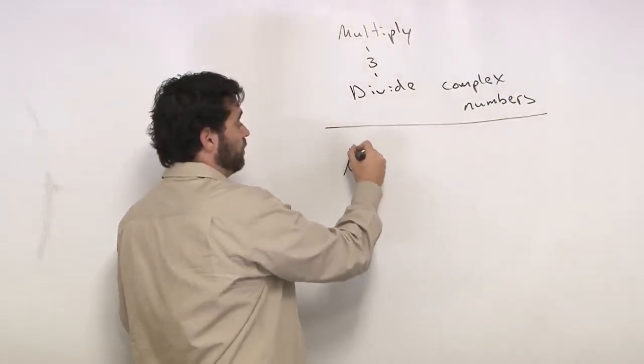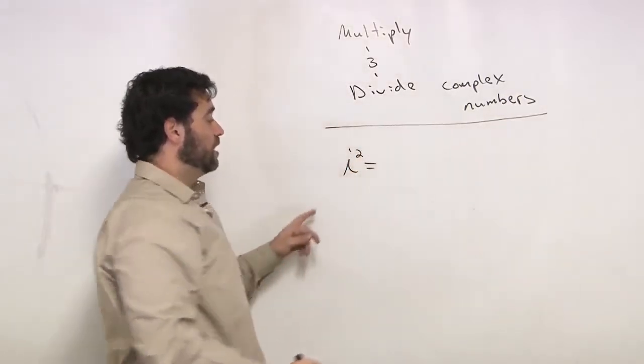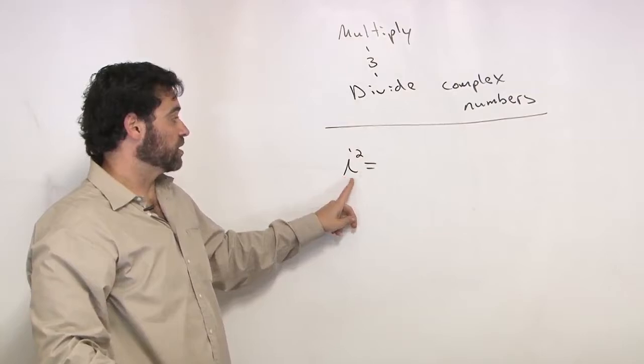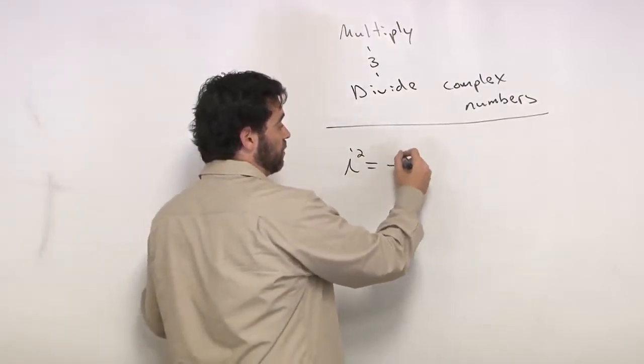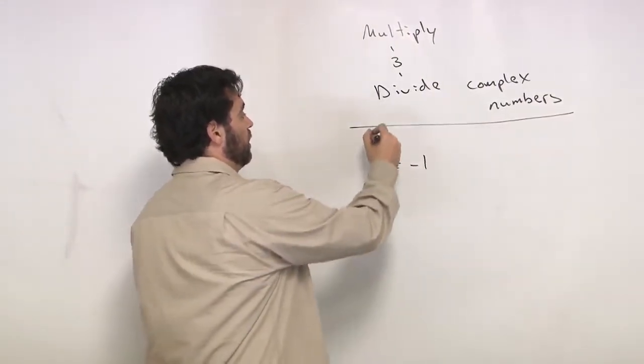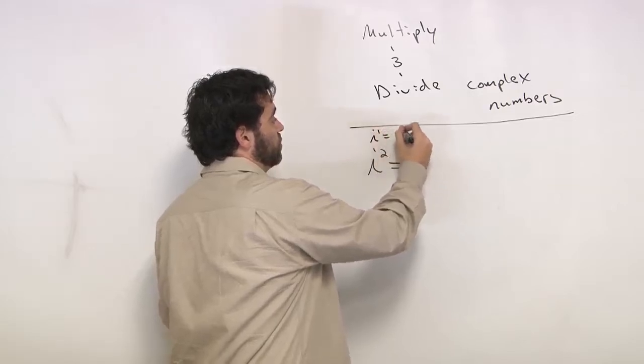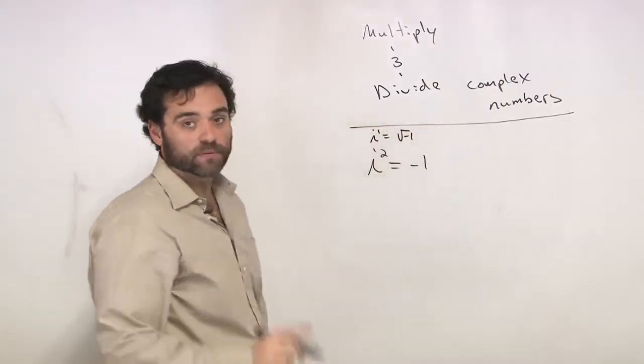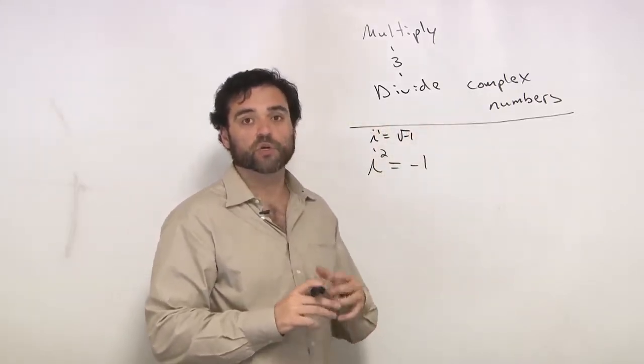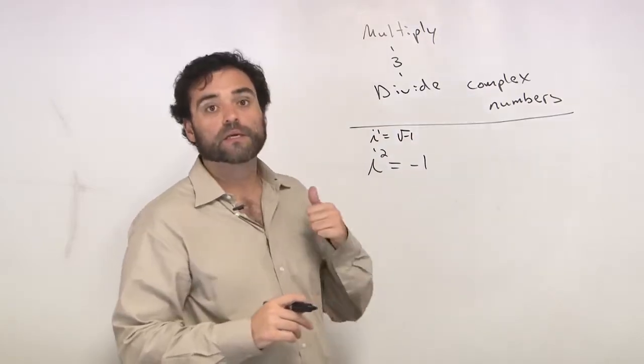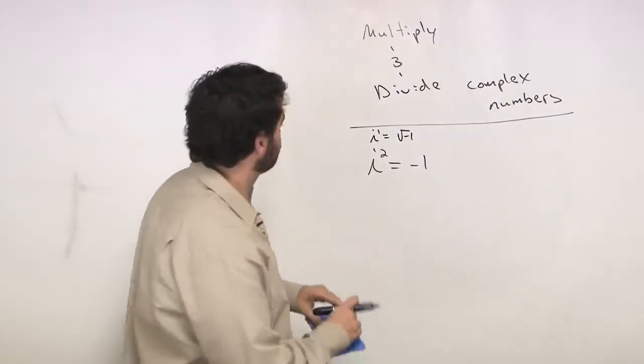And just a quick review, because we're going to need this. Remember the powers of i: i squared turns out to be -1. Okay, and i to the first is just the square root of -1. Those are going to be important for us, especially with this multiplication. So let's take a look. We're going to multiply some complex numbers.